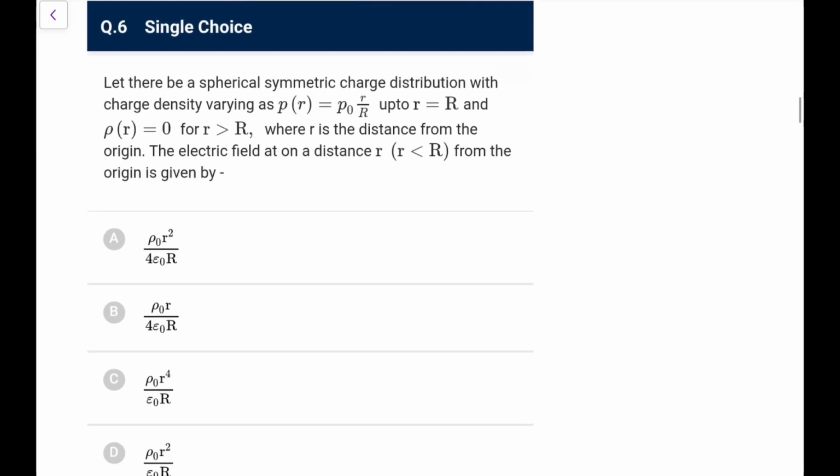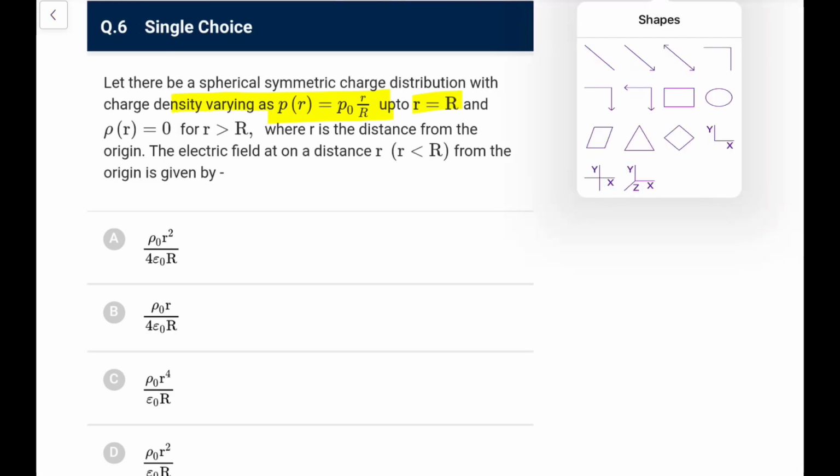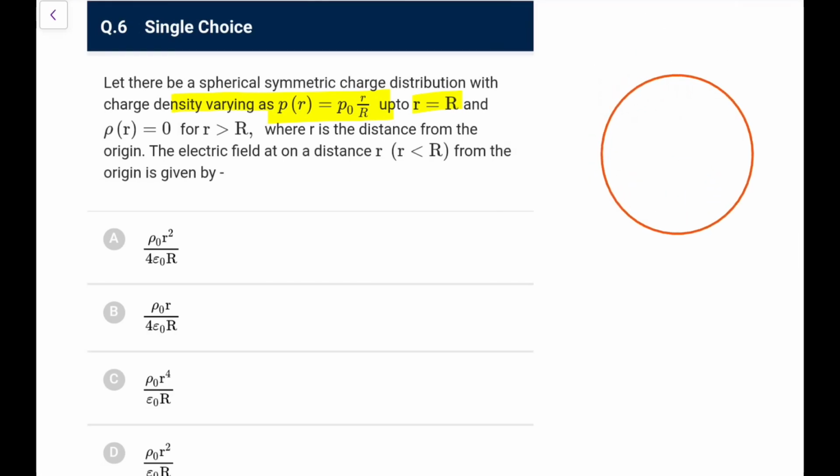Next one, there is a spherically symmetric charge distribution like this up to R and then no charge. Let r be the distance from the origin. The electric field at distance r from the origin, that is at the inside point. So let me draw it like this. Because it is spherically symmetric, at any point at distance r I can directly write E as KQ enclosed by r square. So now I have to find this Q enclosed.